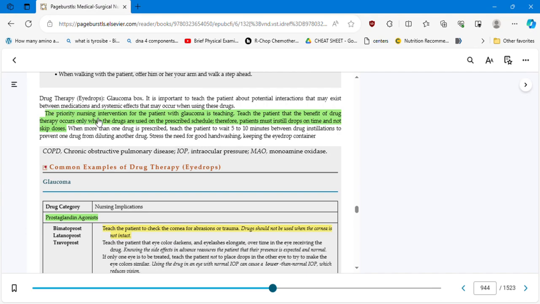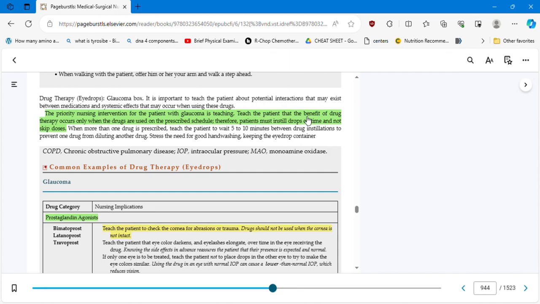The priority nursing intervention for the patient with glaucoma is teaching, of course. Not only with glaucoma, I think with all diseases and conditions, but this condition causes a lot of anxiety and depression about vision loss. So you have to provide a lot of teaching.